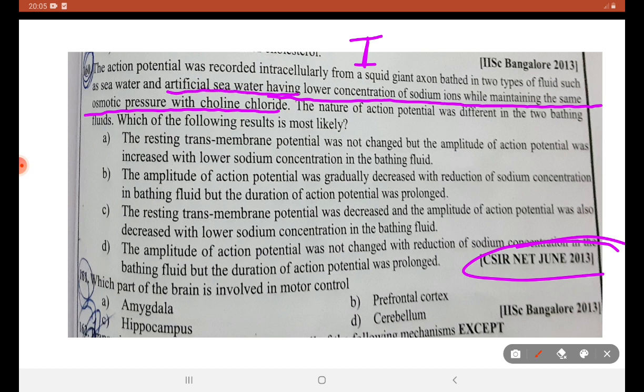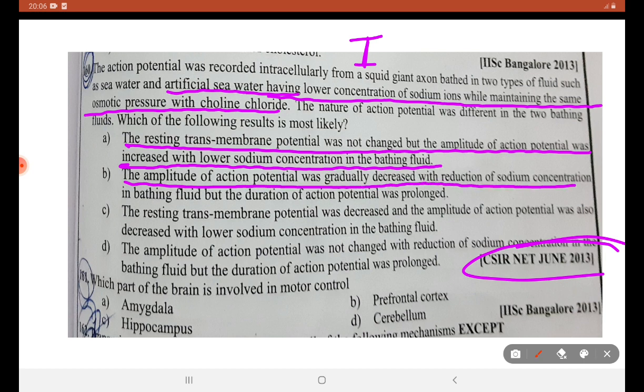So, what is the most likely to be the answer? The resting transmembrane potential was not changed, but the amplitude of action potential was increased with lower sodium concentration in the bathing fluid. Amplitude of action potential was gradually decreased with reduction in the sodium concentration in bathing fluid, but duration of action potential was prolonged. This is the right statement. This is not right. This is not right. This is not right. B is the right answer.